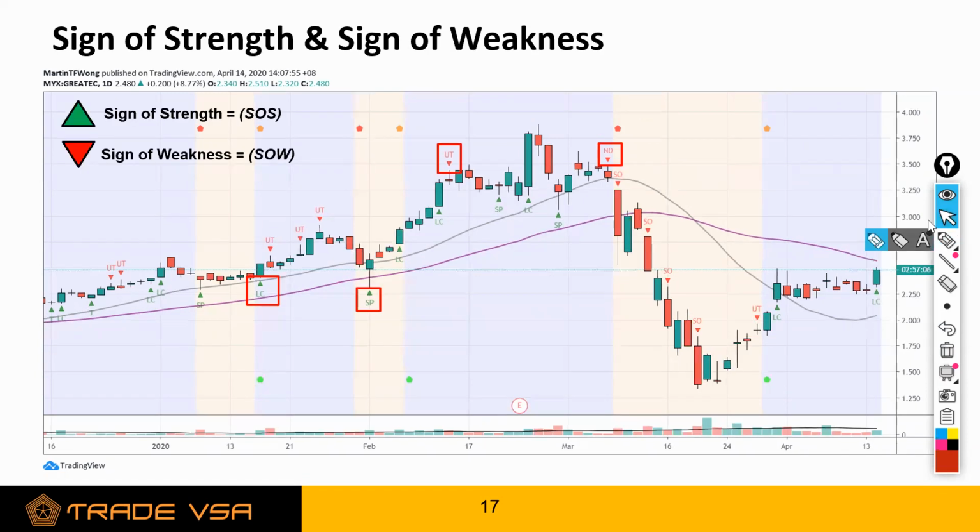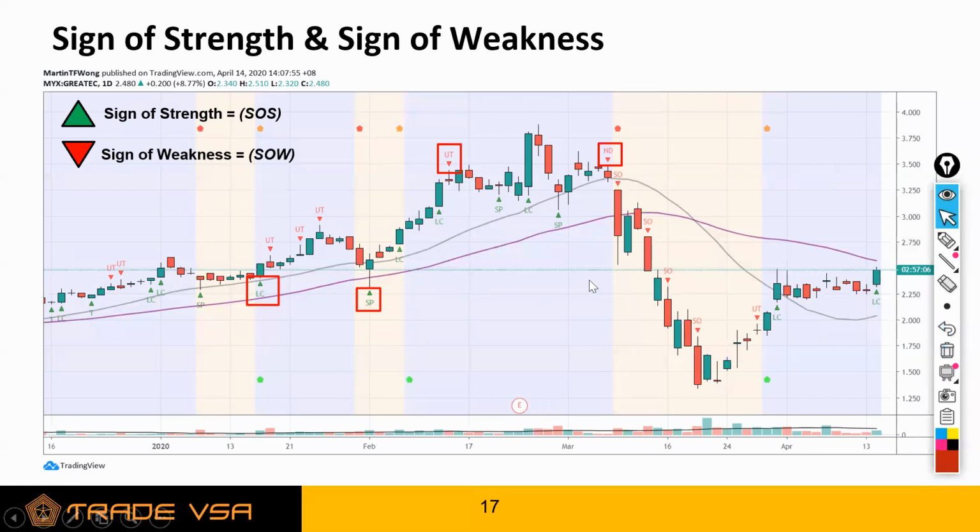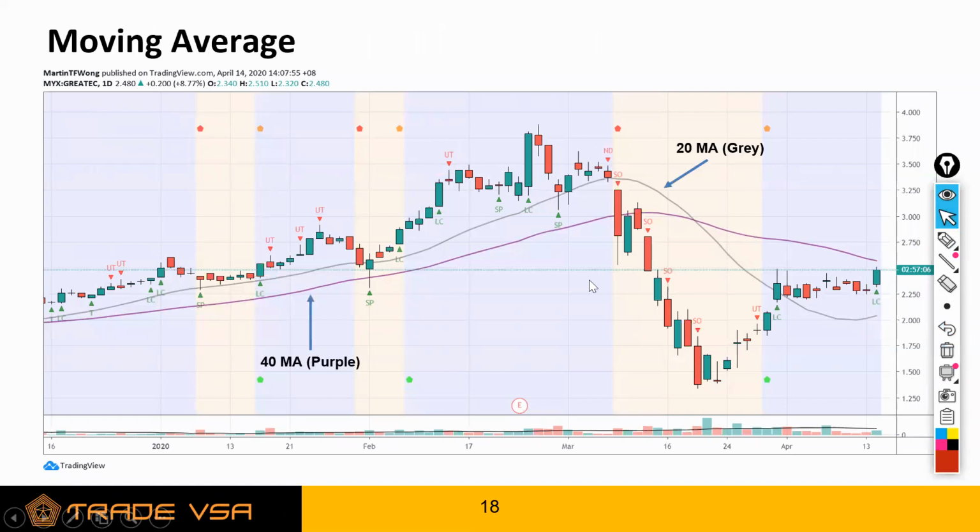The green triangle pointing up represents sound strength, and the red pointing down is sound weakness. Don't worry first about the signs. Just remember the red pointing down is potential weakness, and the one pointing up is potential buying, sound strength. Next week we go into more details on how to read each of these signs. For those who attended the masterclass, it should be no problem for you to read the signs.